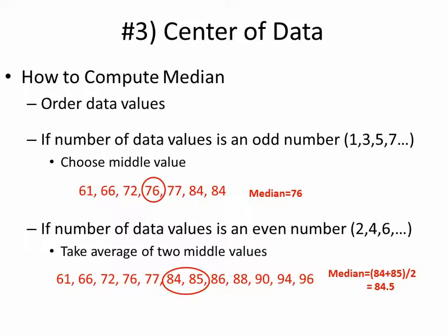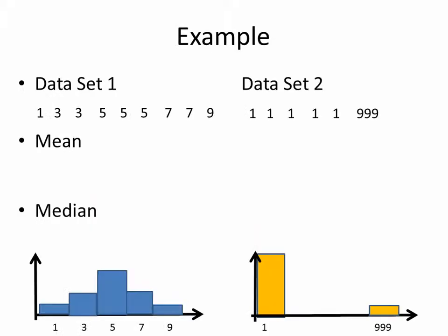Notice this 84.5, it literally split the data set into two parts, an upper part and a lower part. And there always has to be the same number of data values on both sides of the median. Notice there's 3 here, there's 3 here. There's 6 here, and there's 6 there. It does just like the median in a road does. It splits it exactly in half. Okay, questions on this? And we'll do some more problems on this. So that's really all we need for the center.